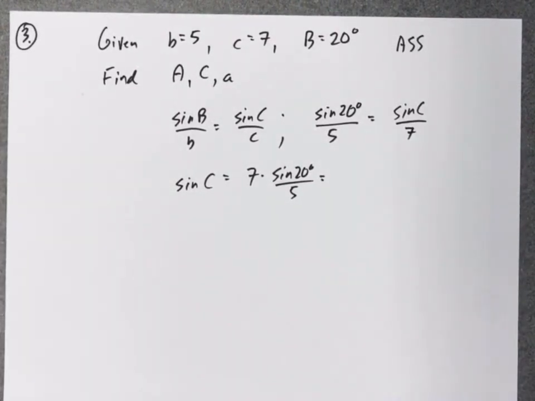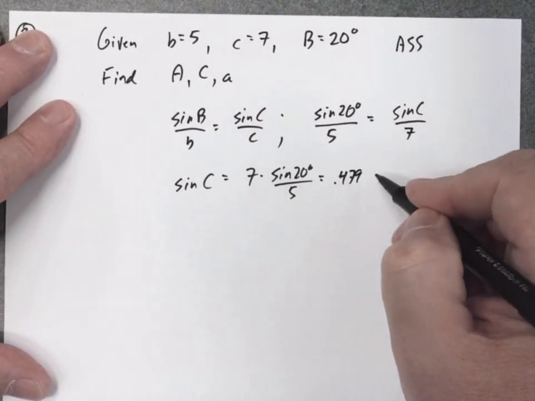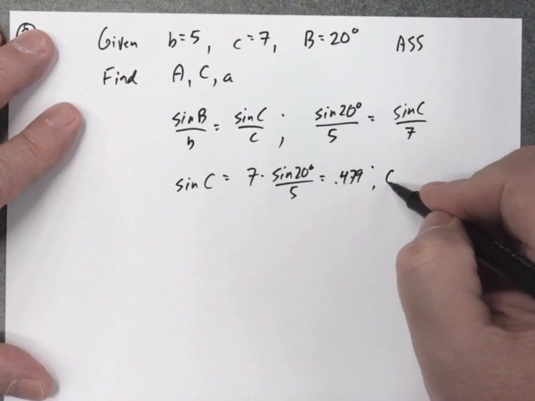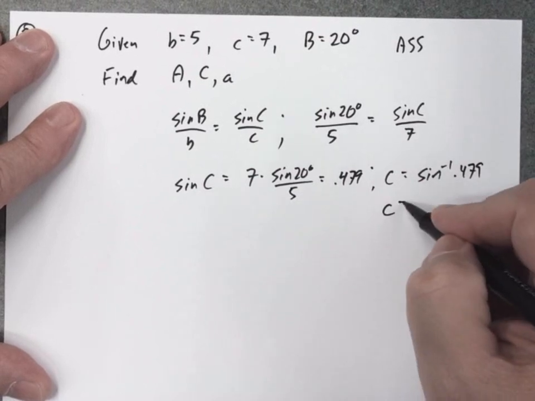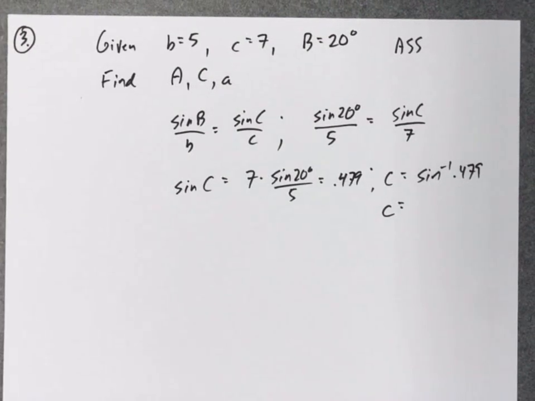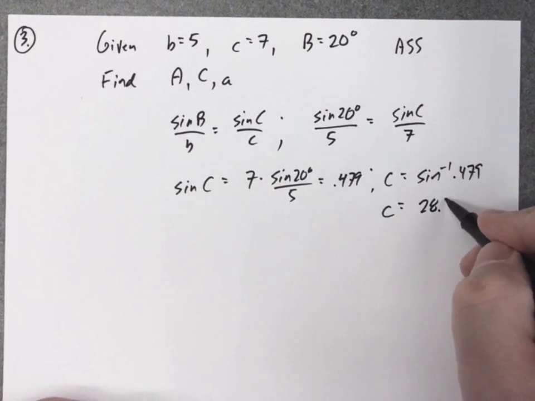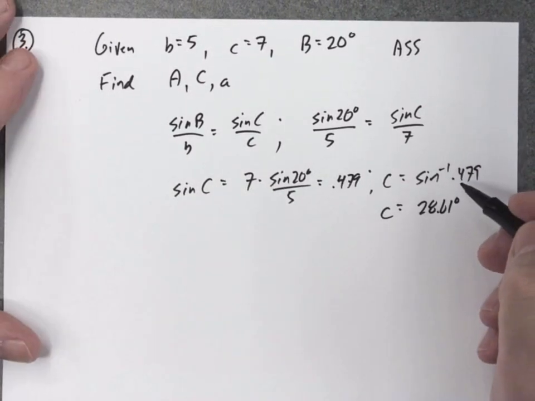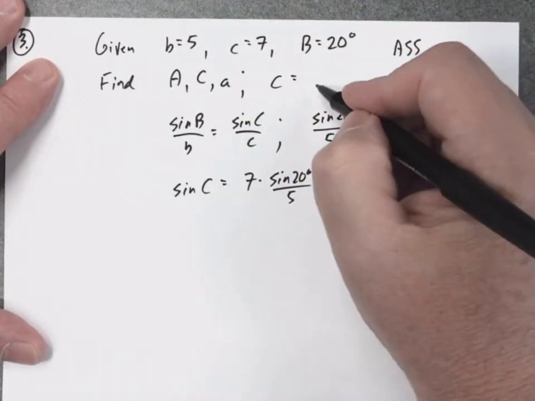Grab your calculator, make sure you're in the degree mode. Sine of 20 degrees times 7 divided by 5, 0.479. So C is going to be the inverse sine of 0.479, which is going to be 28.61 degrees. So there's angle C.